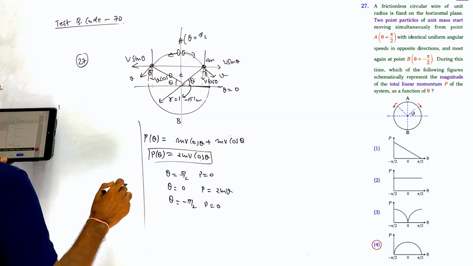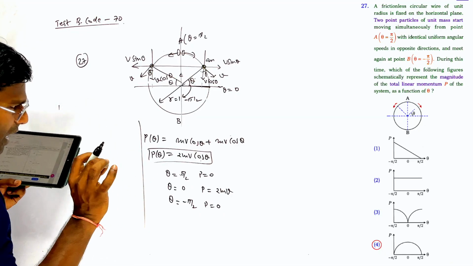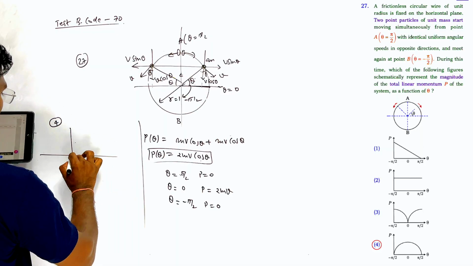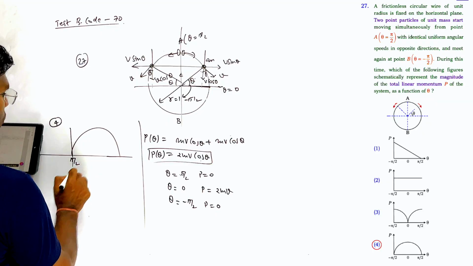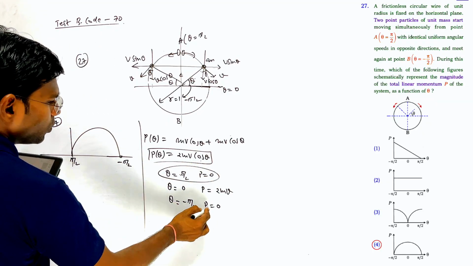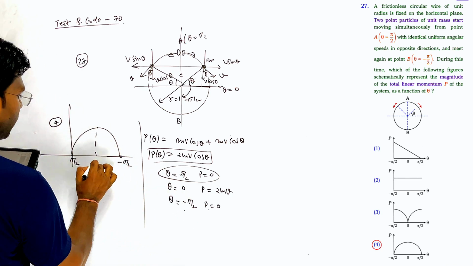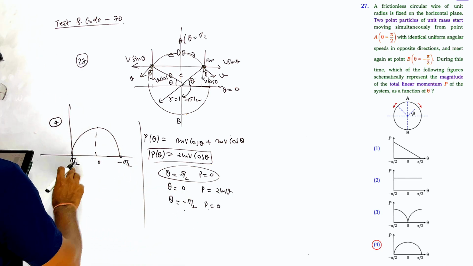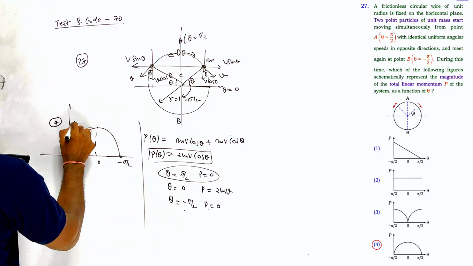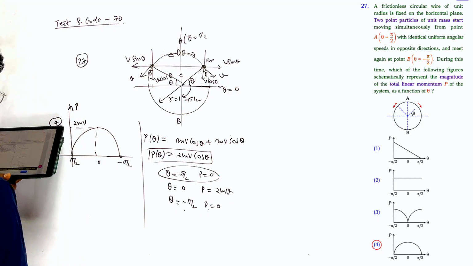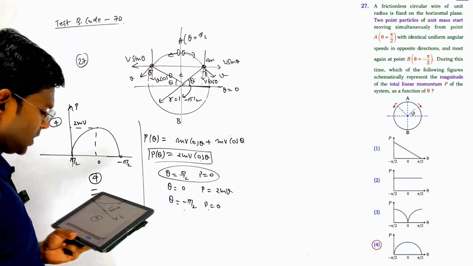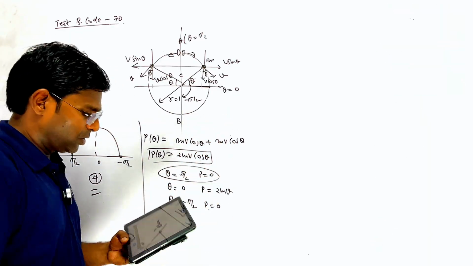Listen, you will see the first, second and third options are not correct, and the fourth option is the correct option. If you observe this, at pi by 2 the momentum is 0, at minus pi by 2 the momentum is again 0, and at theta 0 it is 2mv, so this is the maximum linear momentum. So the fourth option is the correct option. If you have done this question correctly, comment your answer.